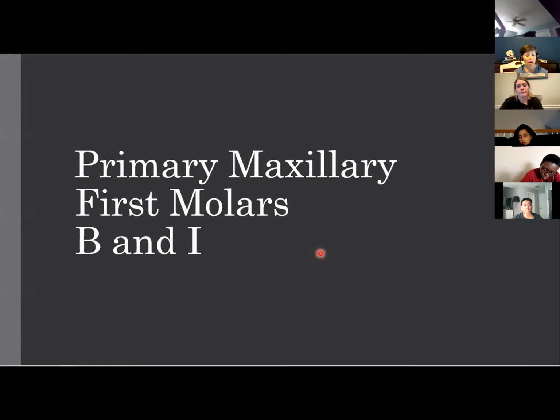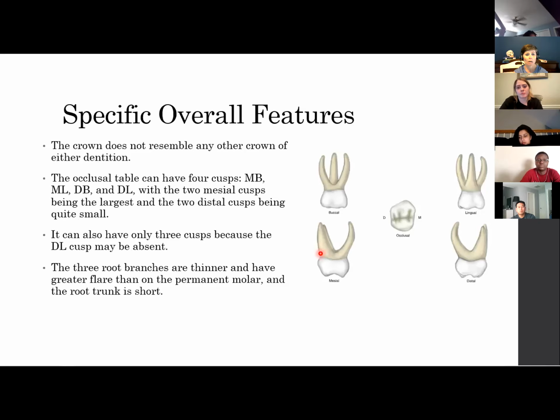Maxillary primary first molars are B and I. The crown does not resemble any other crown of either dentition. The occlusal table has 4 cusps: mesiobuccal, mesiolingual, distobuccal, and distolingual, with the 2 mesial cusps being the largest and the 2 distal cusps being quite small. You can see from here. It can also have only 3 cusps because the distolingual cusp may be absent.